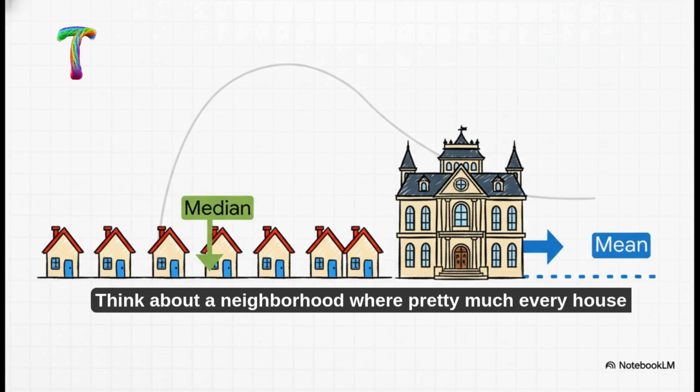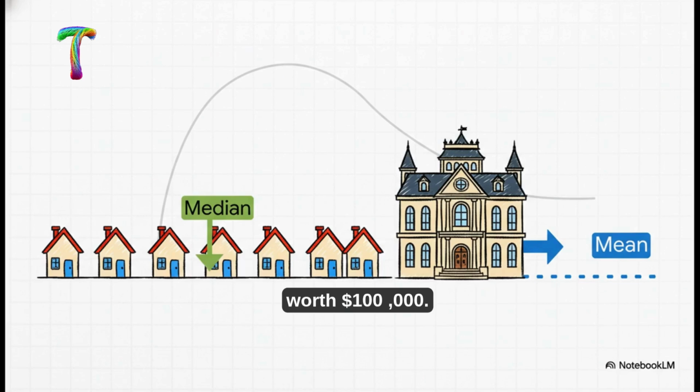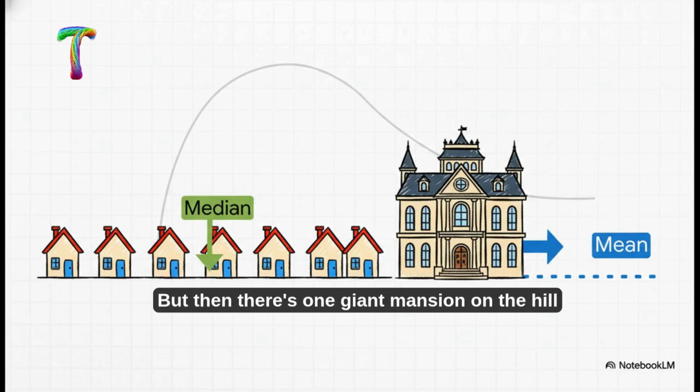I got one for you. Think about a neighborhood where pretty much every house is worth $100,000. But then there's one giant mansion on the hill worth $1 million. The median house price is still $100,000, but the mean gets jacked way up by that one mansion. That, my friends, is positive skew in action.